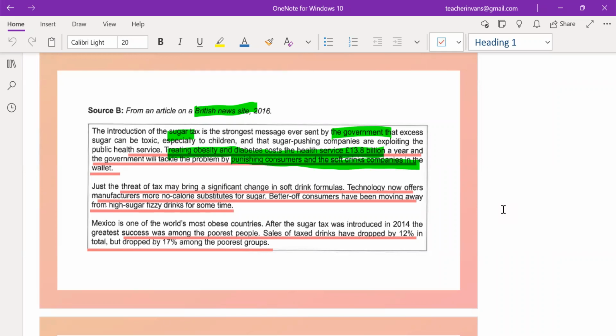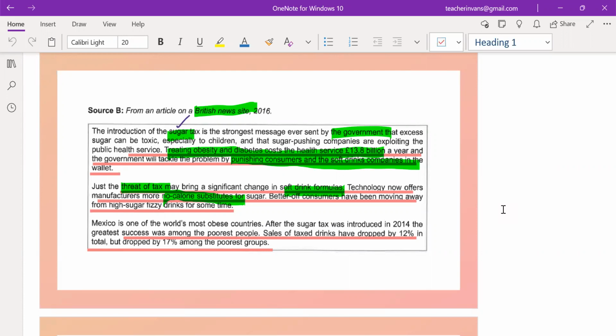And even if, let's say, you don't impose that tax, you just threaten to have that tax, it may bring a significant change, because now consumers are able to change the formula in the drinks because there is a no calorie, no sugar substitute. And this will then help consumers to move away from high sugar drinks. So this is telling you that the sugar tax is quite useful.